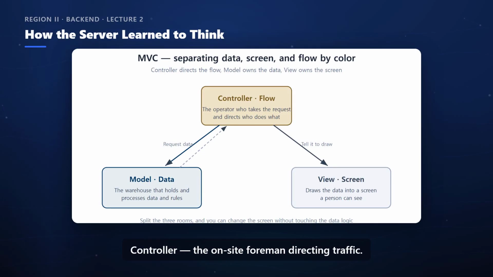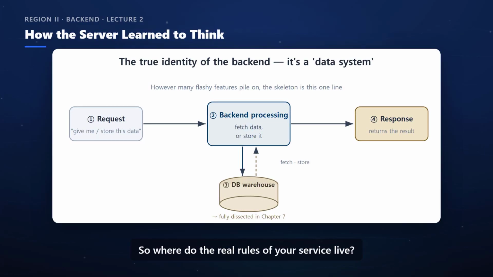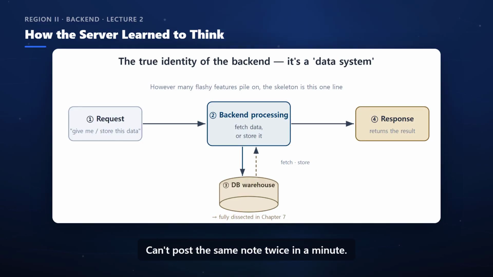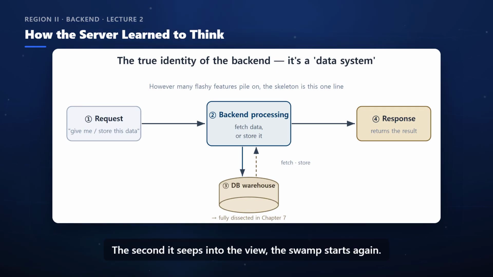Controller, the on-site foreman directing traffic. 3 wires, tied off separately by color, so whoever shows up later can tell which is which. So where do the real rules of your service live? Free shipping over $50. Can't post the same note twice in a minute. That's business logic, and you keep it in one place, in the model, never scattered across the screen. The second it seeps into the view, the swamp starts again.